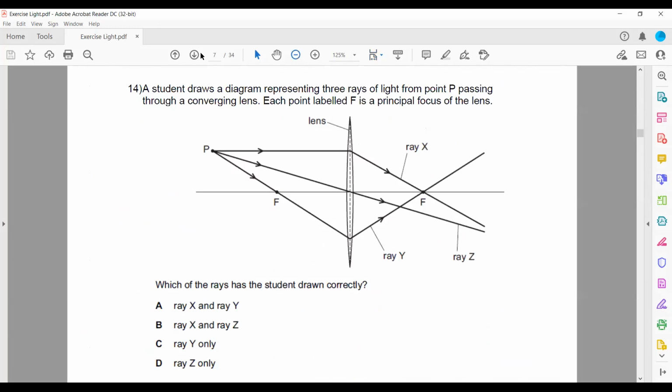Question 14. The student draws a diagram representing three rays from point P passing through a converging lens. Each point labeled F is a principal focus. Which ray did the student draw correctly? So how do we know? Number one, if it is parallel, it should pass through the focus. So it means ray X is correct.